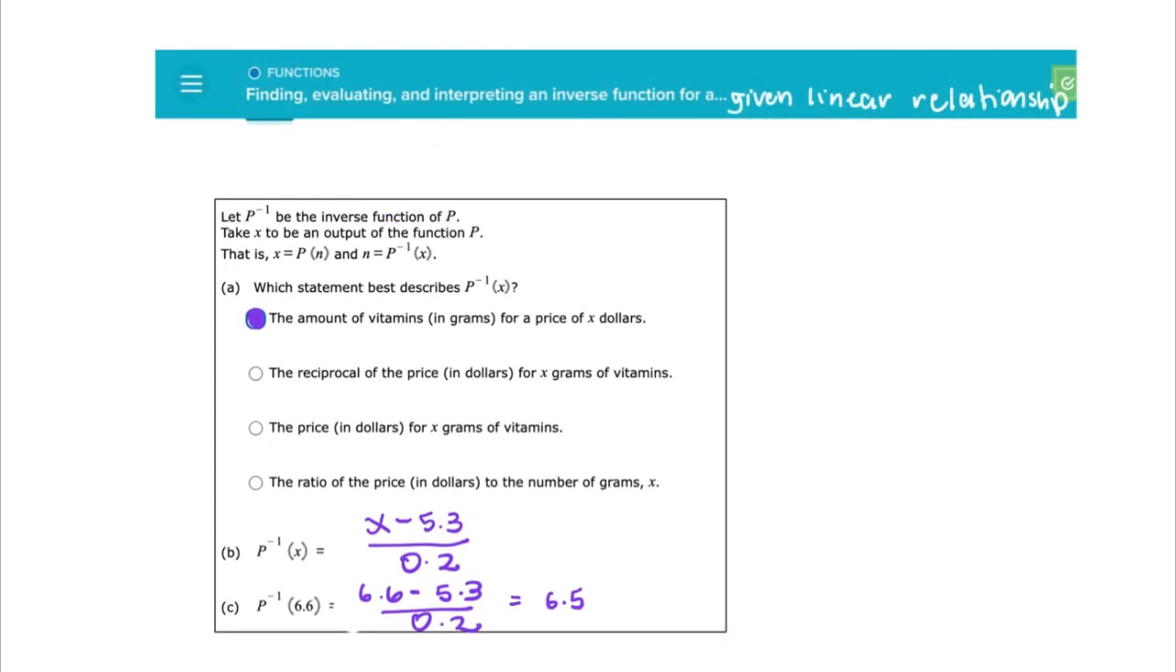So I hope this video on finding, evaluating, and interpreting an inverse function for a given linear relationship has been helpful for you.